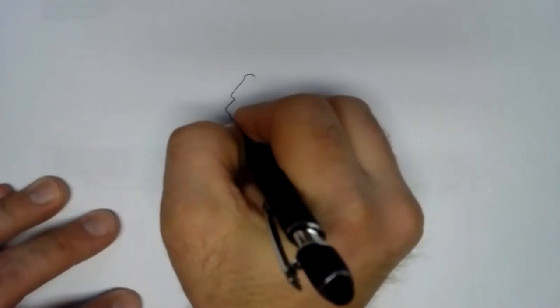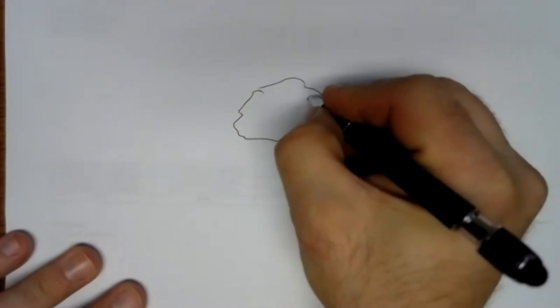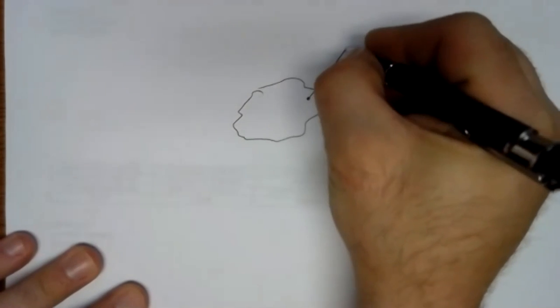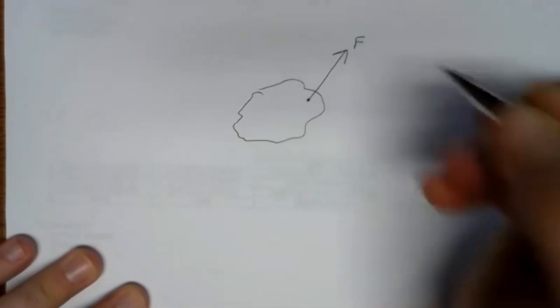So let's say we have some object, and I'm just going to pick something that looks sort of like that. It's some potato. Why a potato? Well, it's easy to draw. So we've got this potato. I'm going to attach a force to it. I'm going to pick a point right here and say that is where I'm applying my force.